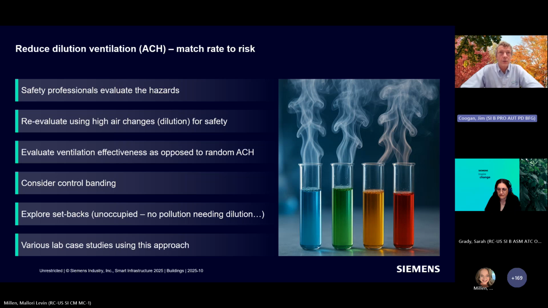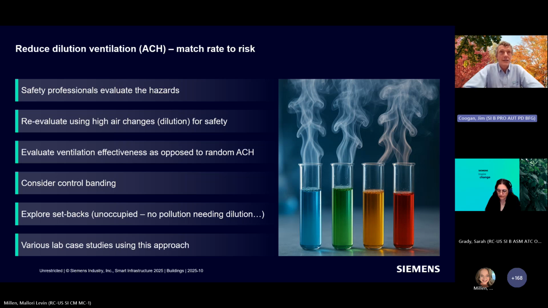They come in and evaluate the hazards. I'm going to stress again, you do that ahead of time when you're planning the facility. You continue to do it as it's used. Evaluate the hazards, and use that to think about: are we running these things at a higher air change rate than we need? Are we running more air than we need?